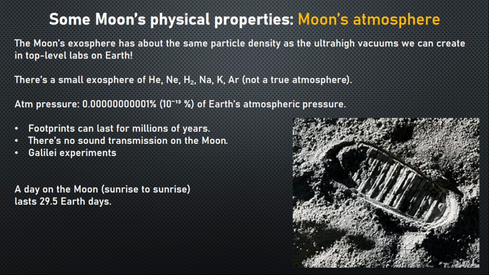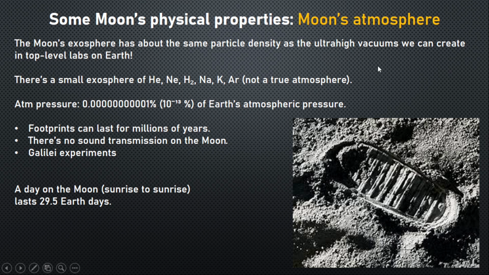But with that little particle density, we have detected hydrogen, helium, sodium, neon, potassium, and argon. They do not make any true atmosphere of the moon, and they exert a pressure on the moon of about 1 trillionth of Earth's atmospheric pressure.